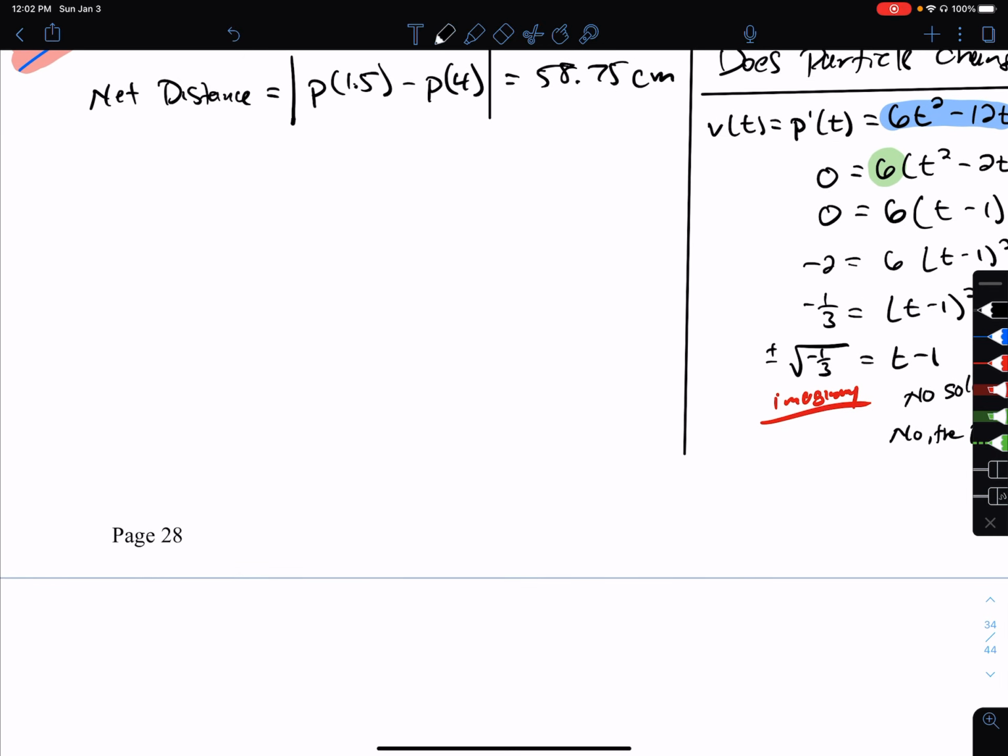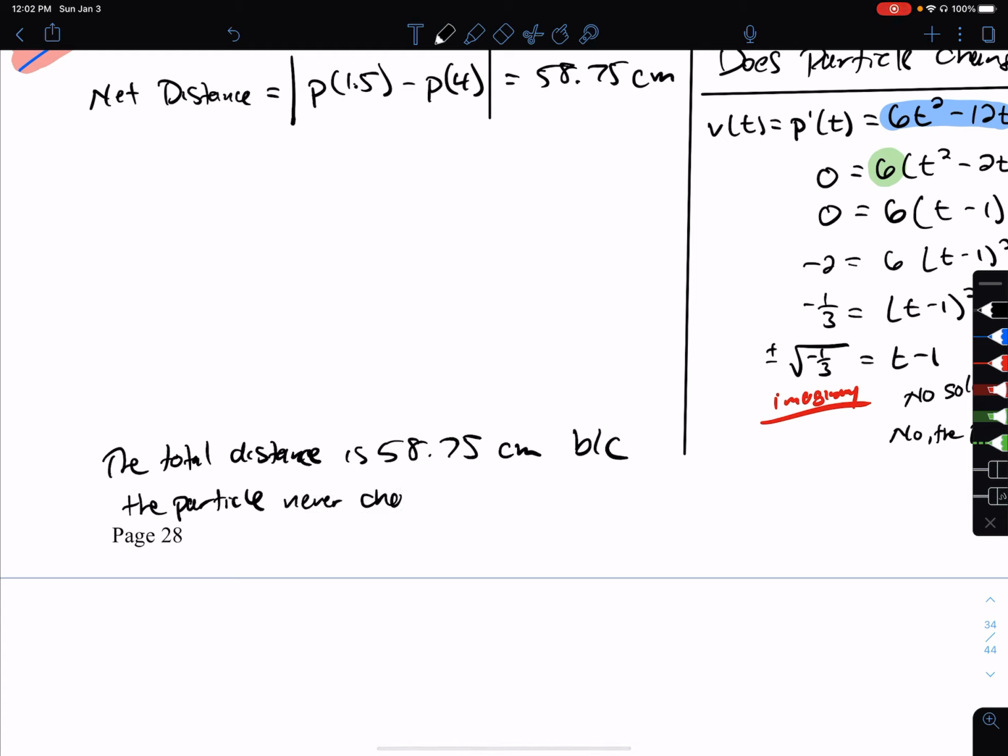So we could say the total distance is 58.75 centimeters because the particle never changes direction, on the interval of 1.5 to 4.